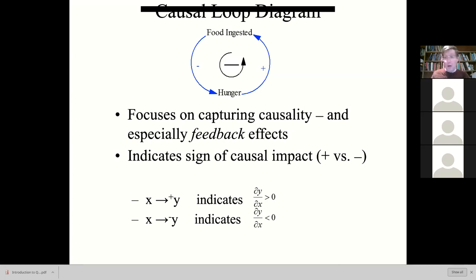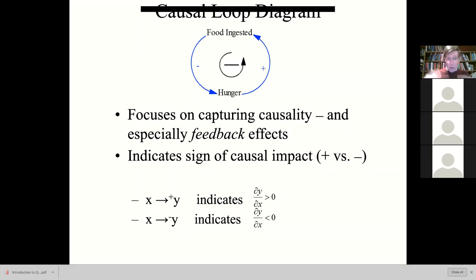We exercise it all the time in daily tasks, from going and getting a drink of water when we're thirsty, to eating when we're hungry, to when we drive a vehicle, or we get a bad grade and we study harder. Causal loop diagrams illustrate this process, but the fundamental notation will carry over to our quantitative diagrams. And that's why I'm illustrating it here. So, you know, if you're hungry, it tends, all other things being equal, that's the plus, to increase your likelihood to go ingest food.